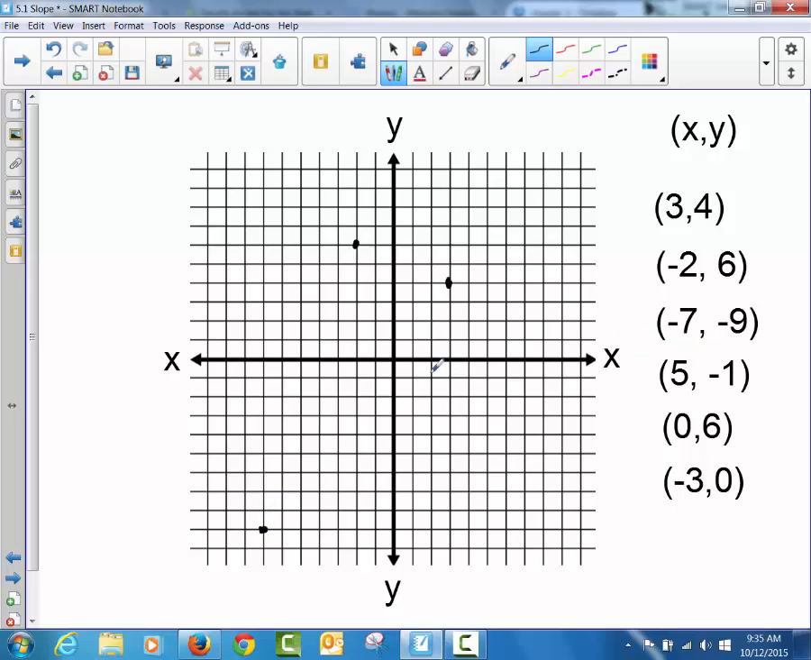(5, -1). We go to the origin and we go 5 to the right. 1, 2, 3, 4, 5. And negative 1 tells you to go 1 down.